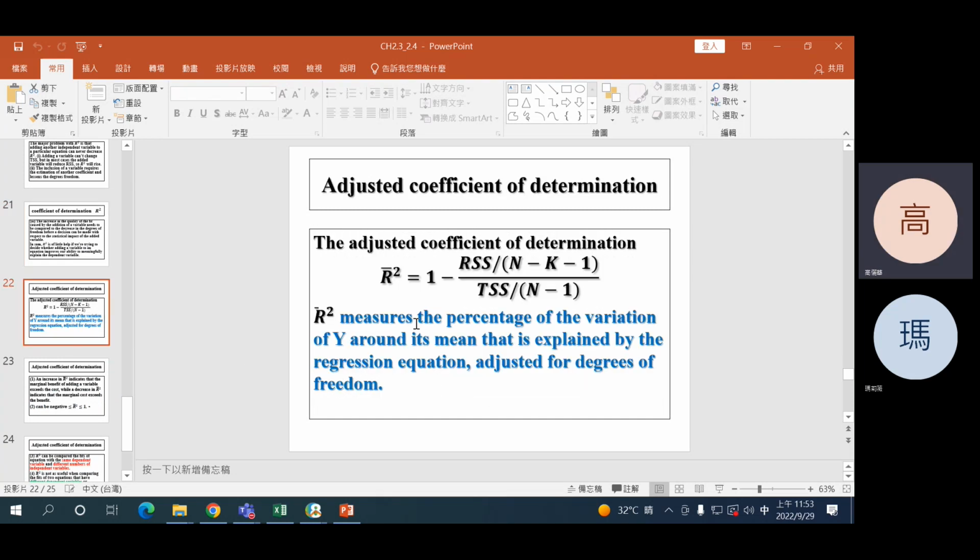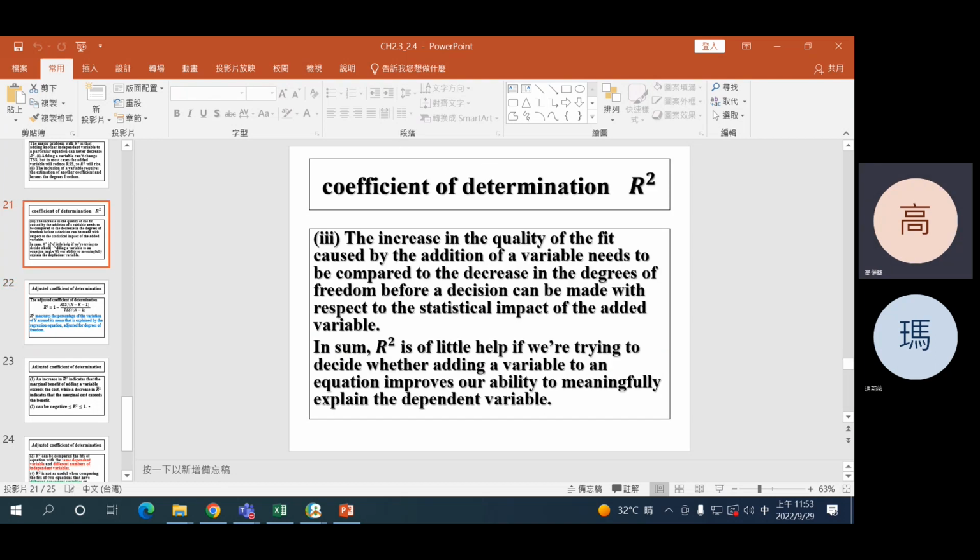Okay. We just learned the coefficient of determination. Actually, there's some disadvantage of R square. Therefore, we need to introduce another one, which is called adjusted coefficient of determination. And what is the disadvantage of R square? I think, didn't I say something about this one?